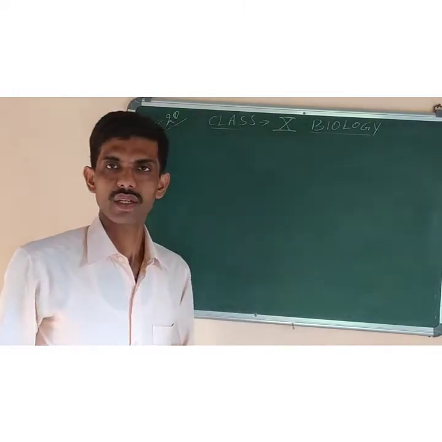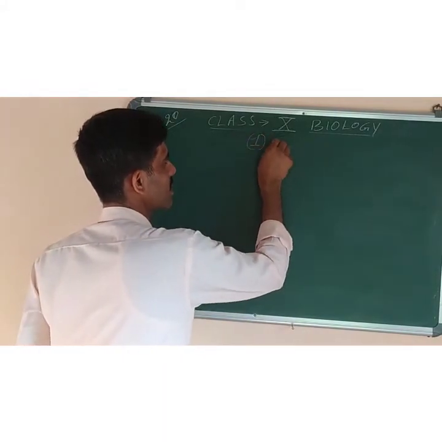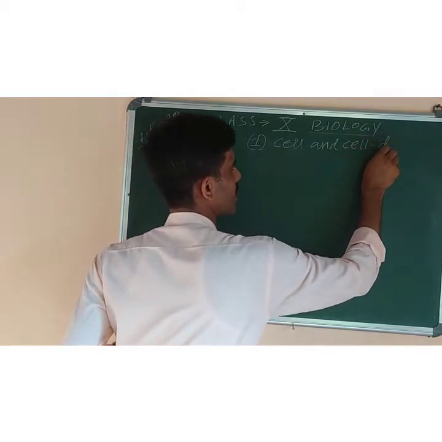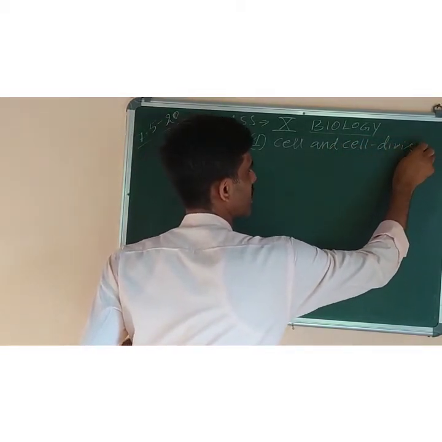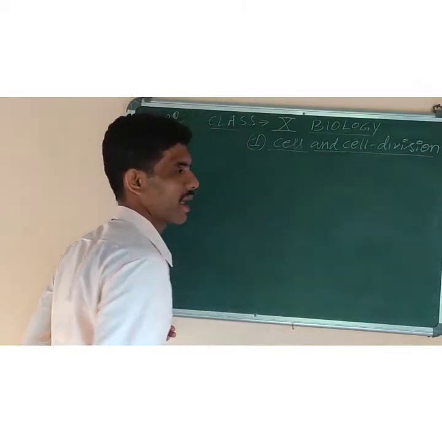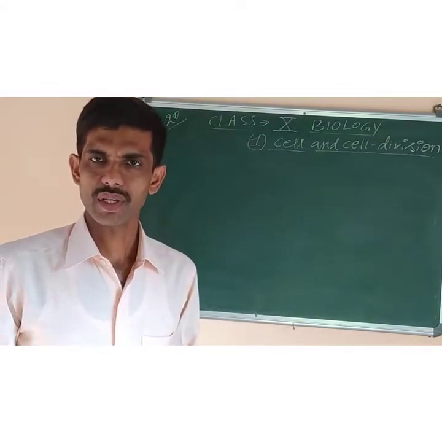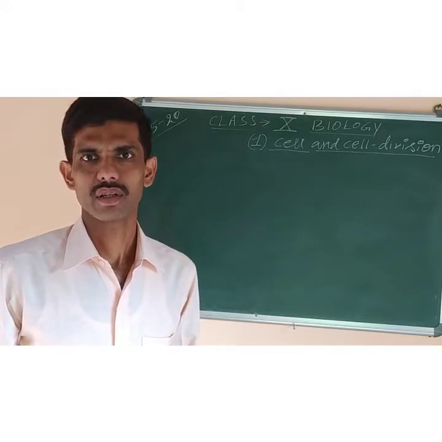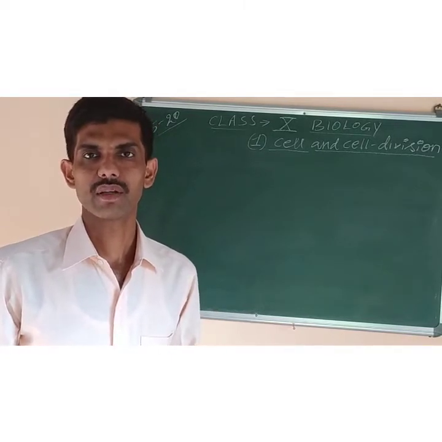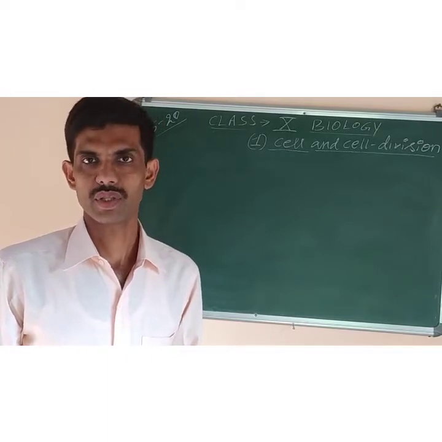In the previous class, we had already started the first chapter, that is cell and cell division. You remember what we had studied in the previous class? It was the definition of cell and the types of cell division. Cell division is the process by which the parent cell produces daughter cells. And there are mainly two types of cell division found in living organisms. They are mitosis and meiosis.